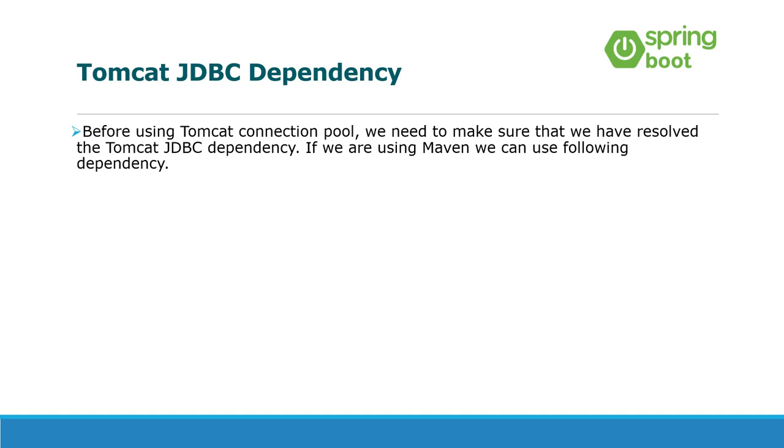Now, Tomcat JDBC dependency. Of course, if you want to use a Tomcat connection pool in Spring Boot, then you need to use some kind of dependency in your pom.xml, right? So before using Tomcat connection pool, we need to make sure that we have resolved the Tomcat JDBC dependency, and this is the dependency we'll have to add in your pom.xml if you are using Maven as a build automation tool.